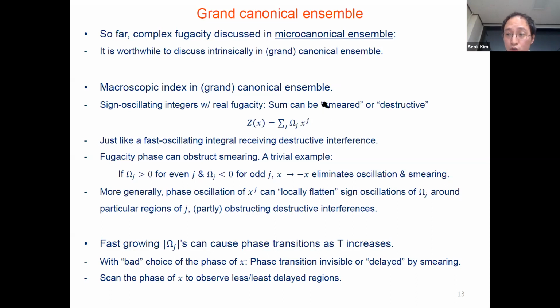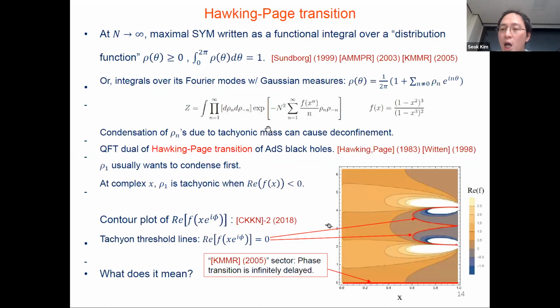So you want to obstruct this smearing effect maximally by tuning the phases carefully and see how close we can get to the true transition temperatures and so on. The important transition in this game is the Hawking-Page phase transition. Let me just quickly go through things. It's very technical, but I don't have time to explain.